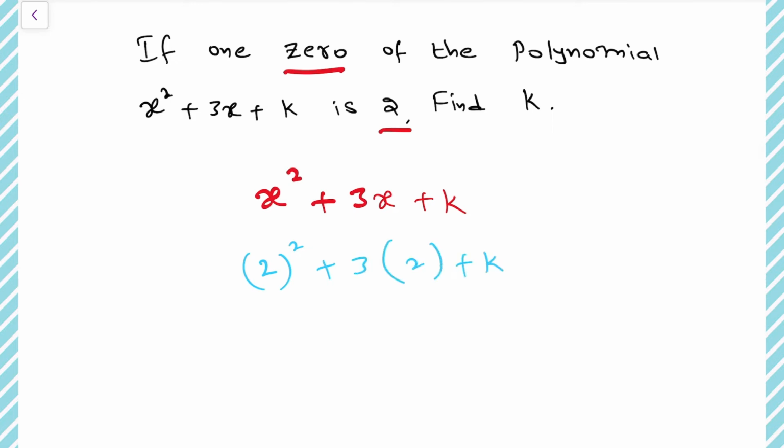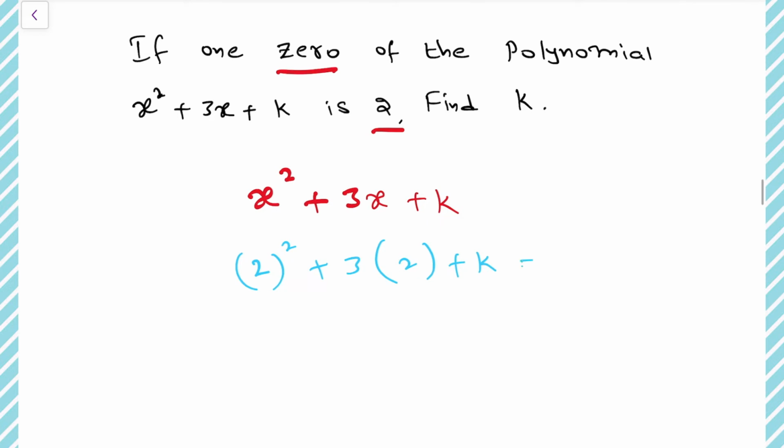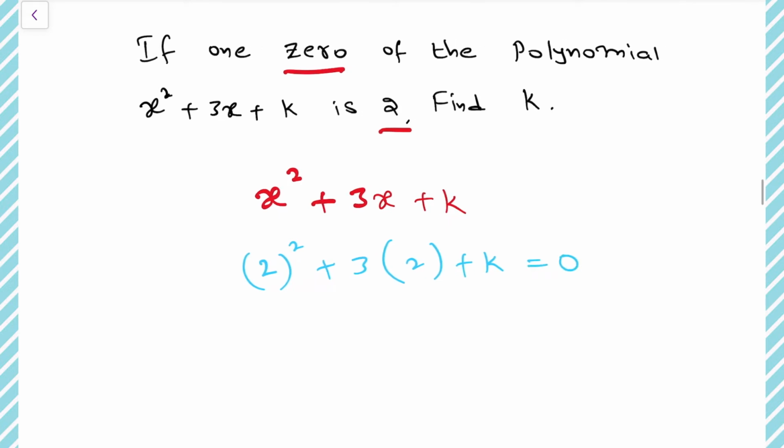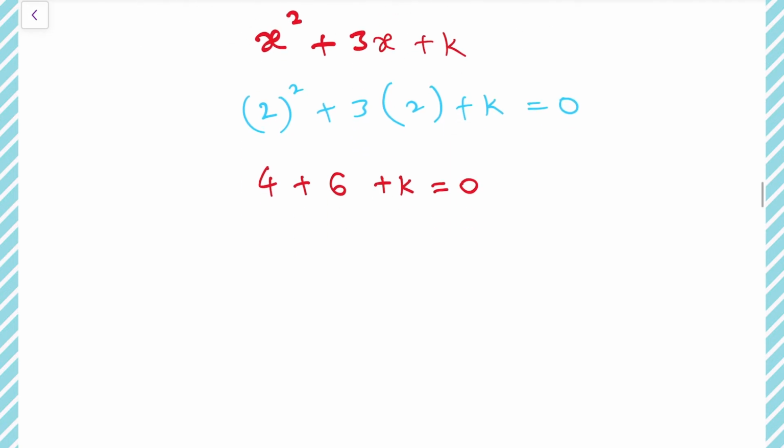He said in the question clearly that it is a zero of the polynomial. So whenever you substitute that number in the place of x, then compulsorily our answer will be equal to 0. So now if we simplify this further, 2 square is 4 plus 3 2s are 6 plus k equals to 0. 4 plus 6, 10 plus k equals to 0. Take 10 to the right side, so k value will be equal to minus 10.